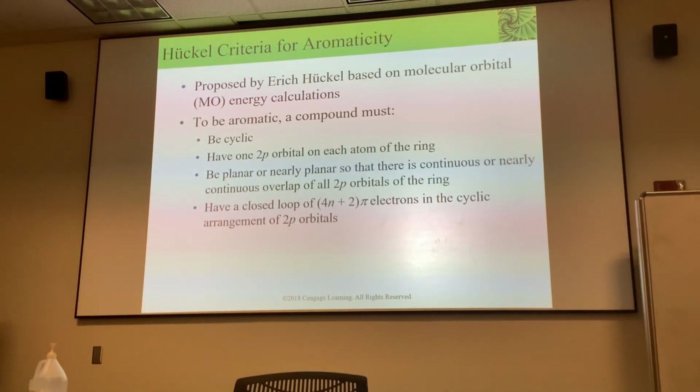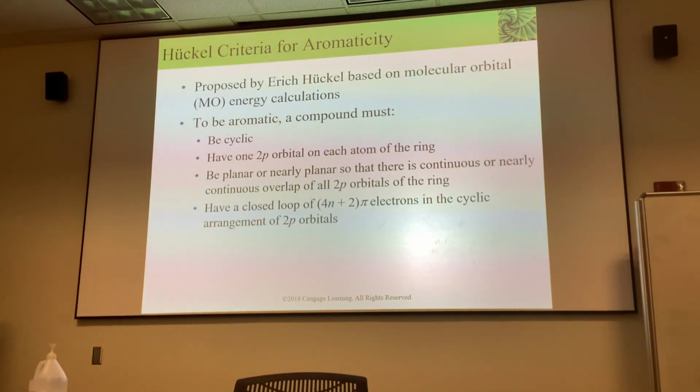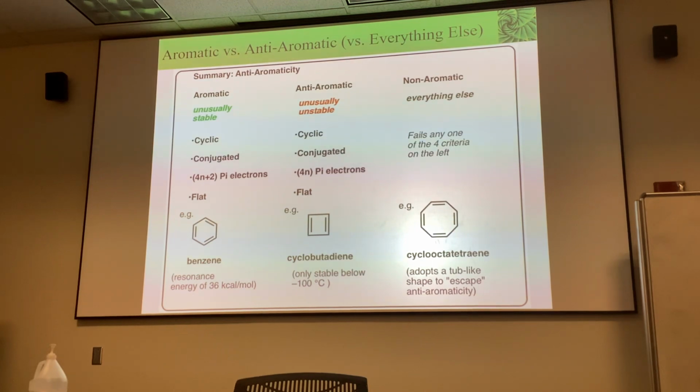What happens when all of these criteria are met, but we have 4n electrons? Like that square, cyclobutadiene. It checks all the boxes except it's got 4n pi electrons. And we actually call that anti-aromatic. Unlike aromatic, which are unusually stable, anti-aromatic almost made it to aromatic, almost made it to this unusually stable thing, and yet it's unusually unstable, like less stable than it should be.